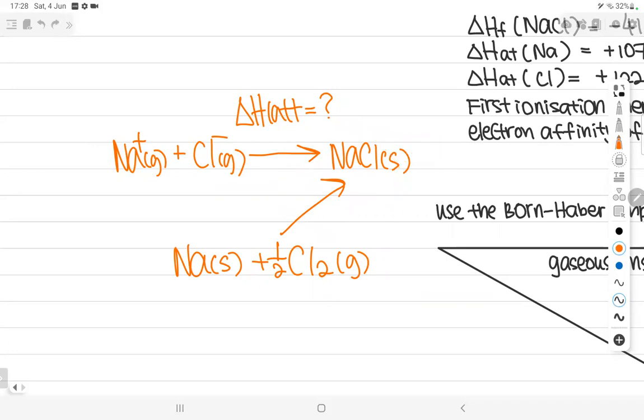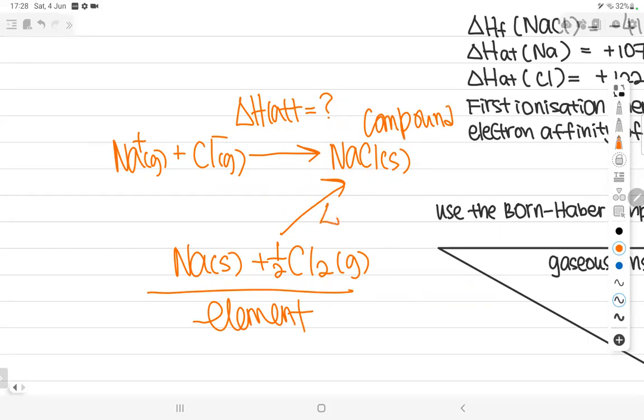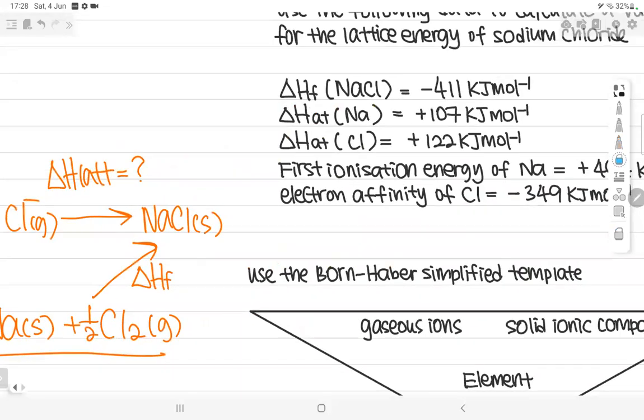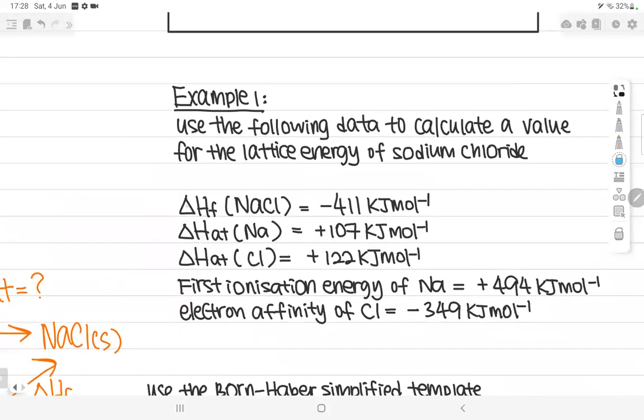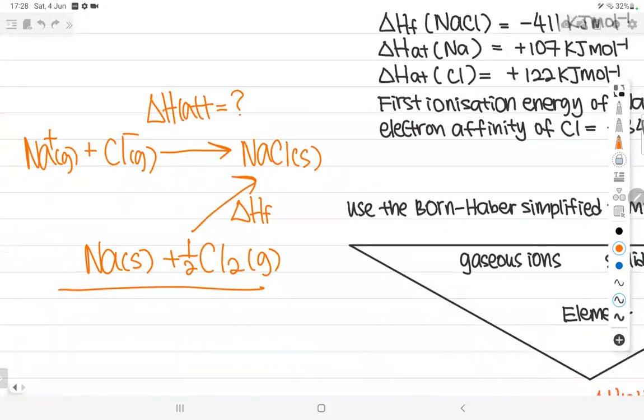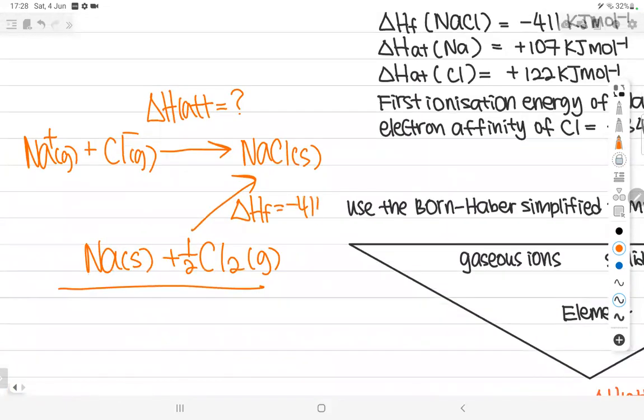When elements join together to form a compound, this is the enthalpy of formation. Do we know the value for the enthalpy of formation? Absolutely. The question tells us, look at here, everyone. The enthalpy of formation is given as negative 411. So negative 411 is given.